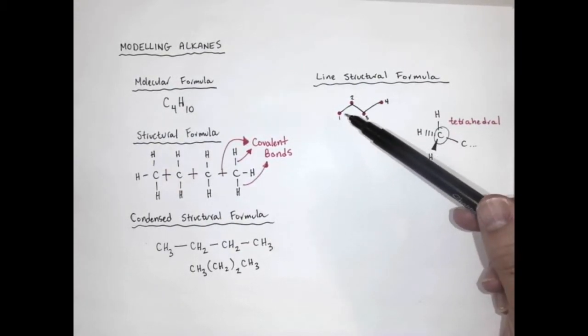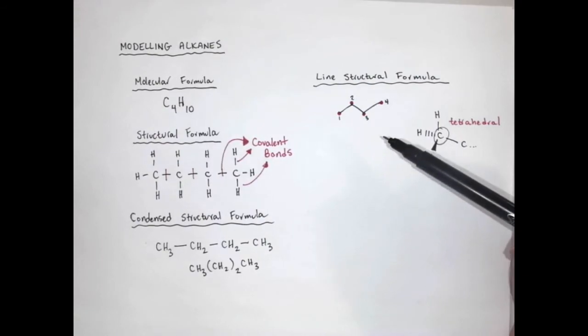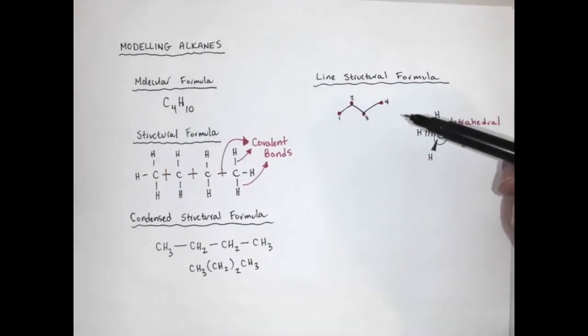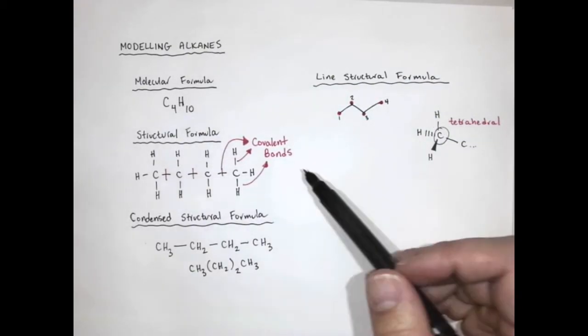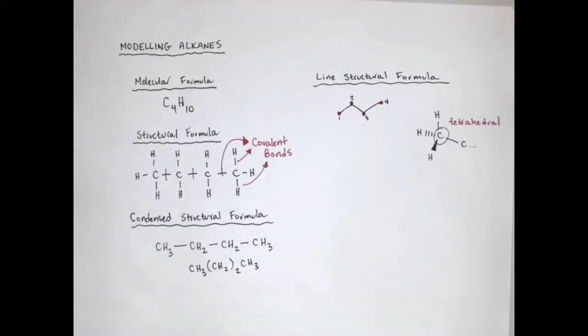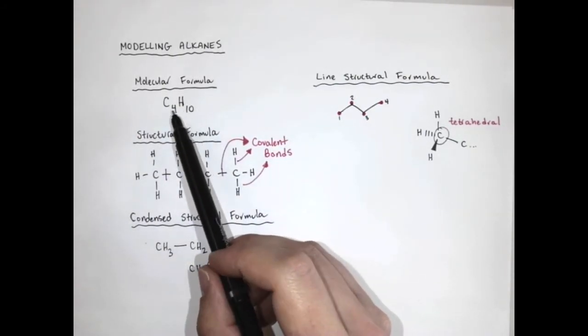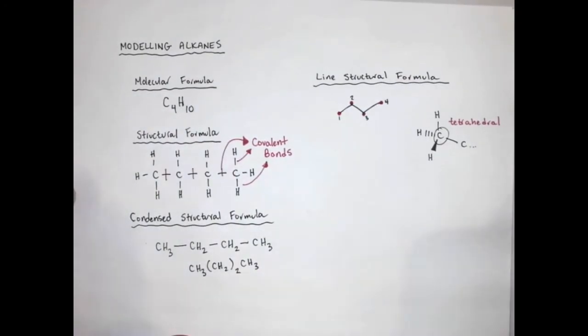Okay. So this is how we can model alkanes. This is the same thing. We can model alkenes the same way. There's some variations in how we draw them, but for the most part, these are the types of formulas that we're going to see. Now, I said that this molecule here is butane. It has 4 carbons.